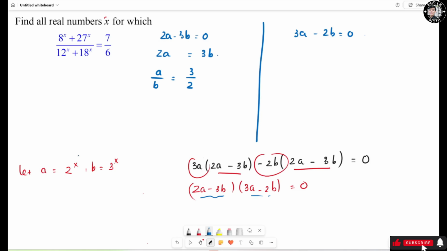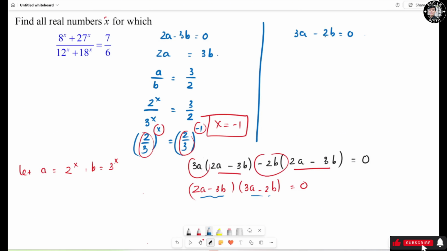Now a equals 2^x and b equals 3^x, equals 3/2. So I'm going to rewrite this one as (2/3)^x equals 3/2, which can be written as (2/3) to the power negative 1. Now these have the same base, so you just equate the exponents. So x equals negative 1.